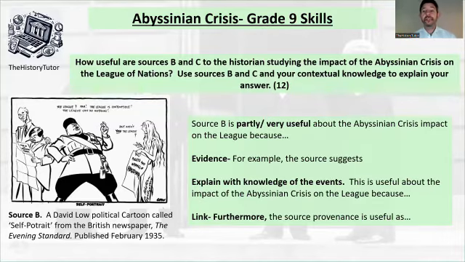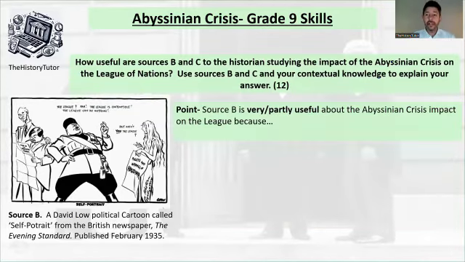So let's work through this one together. So you can, if you like, use a revision guide, use some paper to write your answer, or you can just listen to me talk through. But obviously, if you're working through it, then pause at each section and you can write your argument. Okay, so let's talk about this one. So source B is very or partly useful about the Abyssinian crisis impact on the League because, okay, so what would you pick out as an argument? What would you say is a reason why it is useful? Okay, is it that there's a permanent member of the League who's not behaving and it's going to undermine the League even more? Is it the League seems weak and can't stop things?